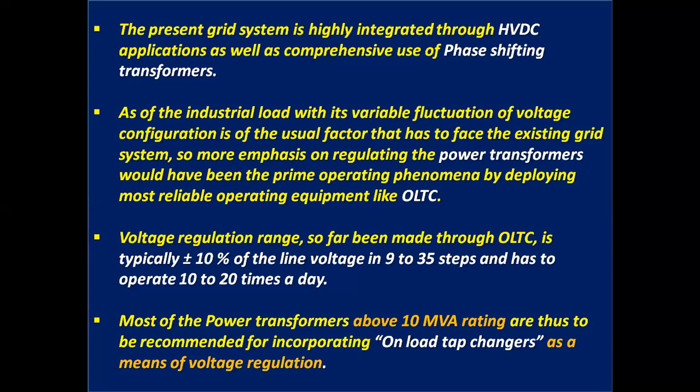Voltage regulation range, so far made through on-load tap changers, is typically plus minus 10% of the line voltage in 9 to 35 steps and has to operate 10 to 20 times a day. Most of the power transformers above 10 MVA rating are thus recommended for incorporating on-load tap changers as a means of voltage regulation.